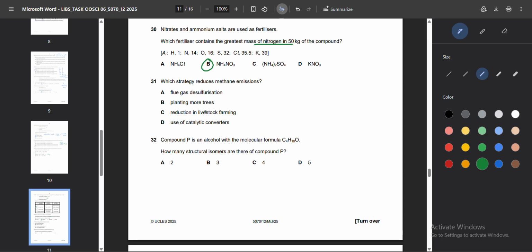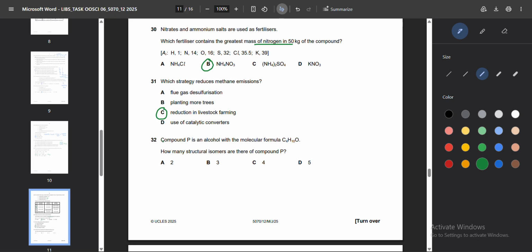Okay, so question number 31 is, which strategy reduces methane emissions? Flue gas desulfurization, planting more trees, reduction in livestock farming. Yes, option C is correct, because livestock such as cows and sheep produce large amounts of methane gas during the digestion process, and methane is a strong greenhouse gas that contributes to global warming.